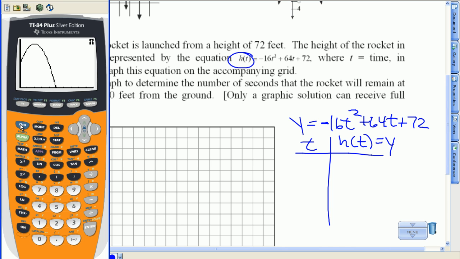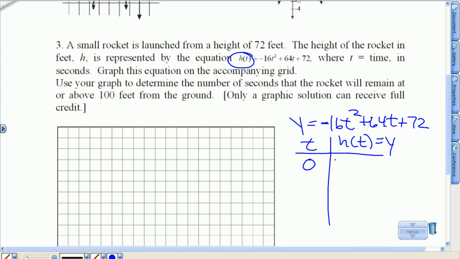So we hit second and table. We want to start with t equal to 0, but we want to graph it until it hits the ground. So we want to figure out where y is going to be 0 as well. And you notice it doesn't appear perfectly on the graph. That's disappointing, but we'll survive.